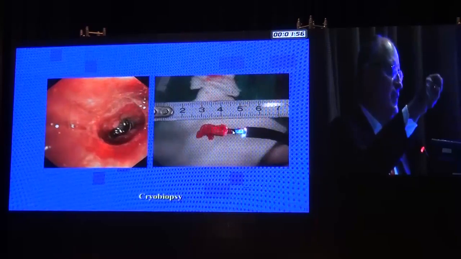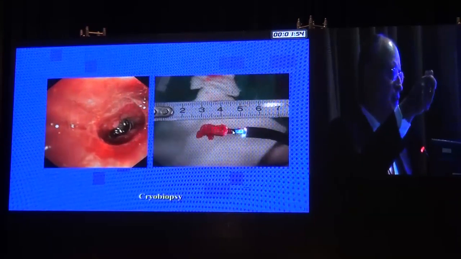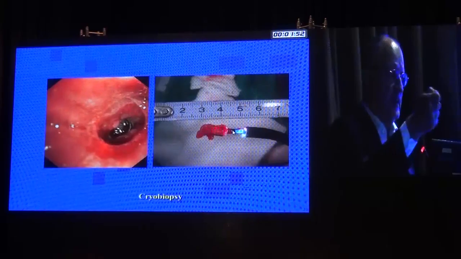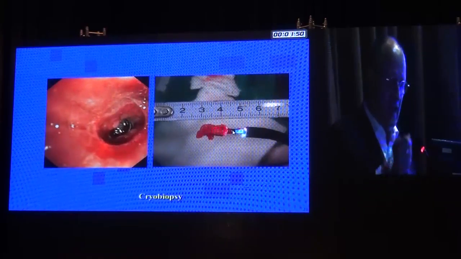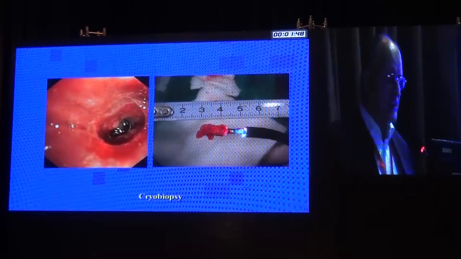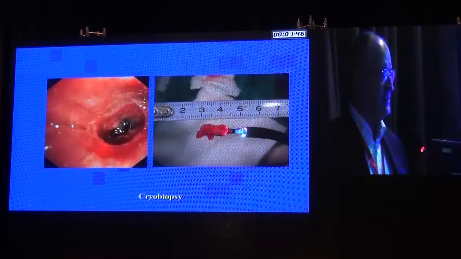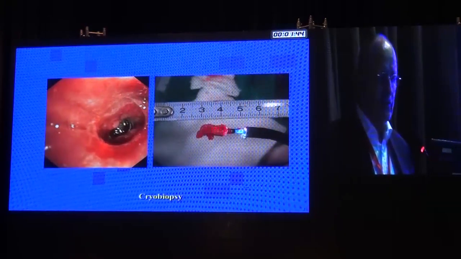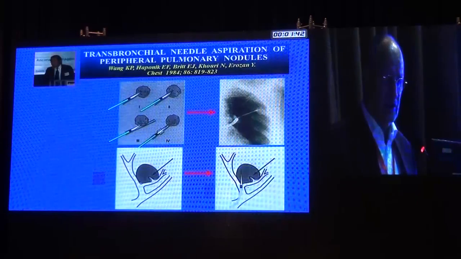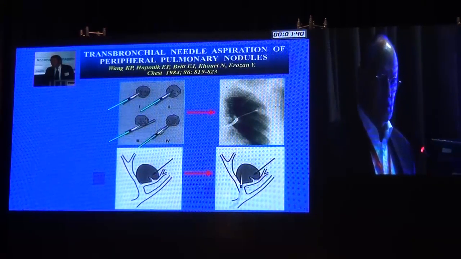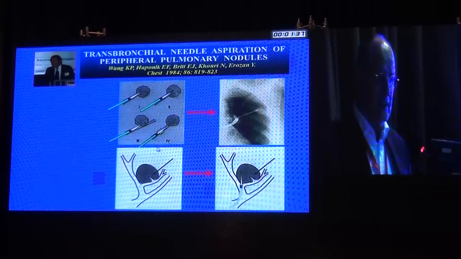You briefly, within 3, 4, or 5 seconds, freeze the probe to the lesion, and then you tear out the tissue. The advantage is the tissue is not crushed, it's very well preserved, so the pathologists like it very much.